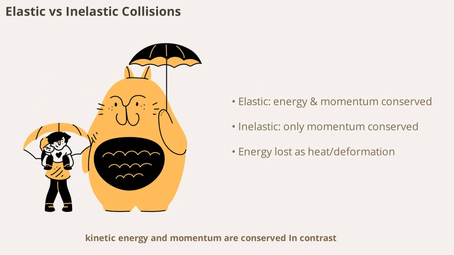In contrast, inelastic collisions conserve momentum but not kinetic energy. Some energy is lost as heat or deformation. Bouncing balls are examples of elastic collisions, while car crashes are often inelastic. Understanding the difference helps us predict outcomes in various physical interactions.